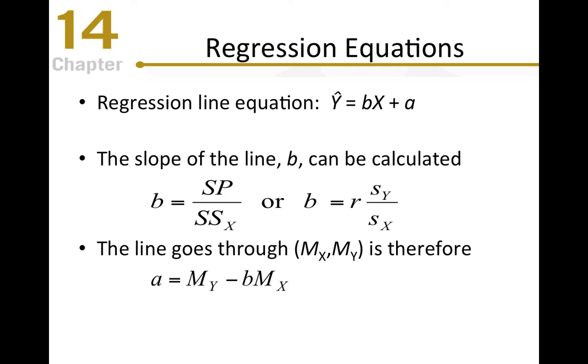And so you can use that as a starting point to find out what is the most appropriate intercept. And so we can take the mean of y minus our slope times the mean of x to figure out what would be the most appropriate intercept. And by using these formulas, we can then calculate and find what our regression equation should be that minimizes the amount of error.